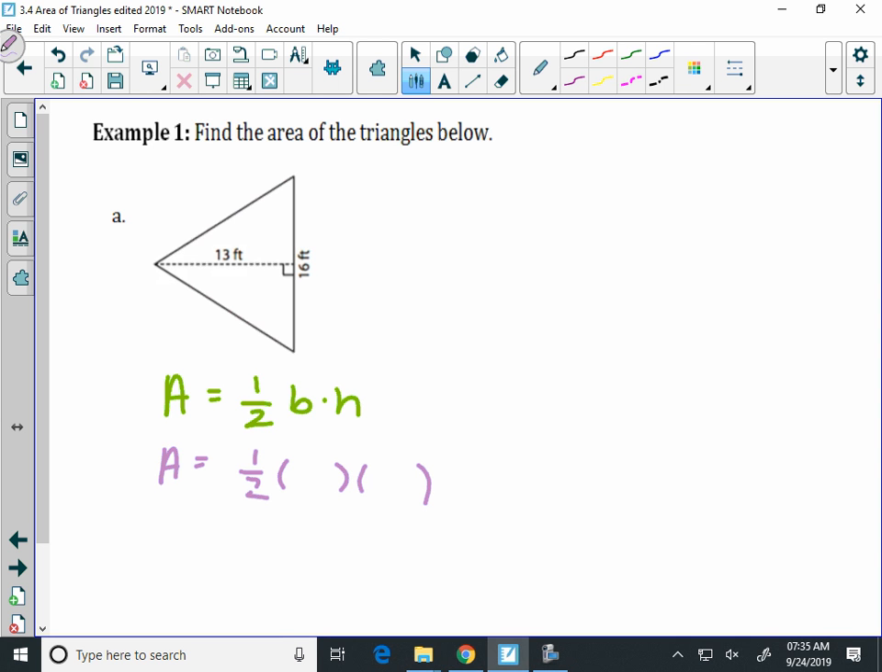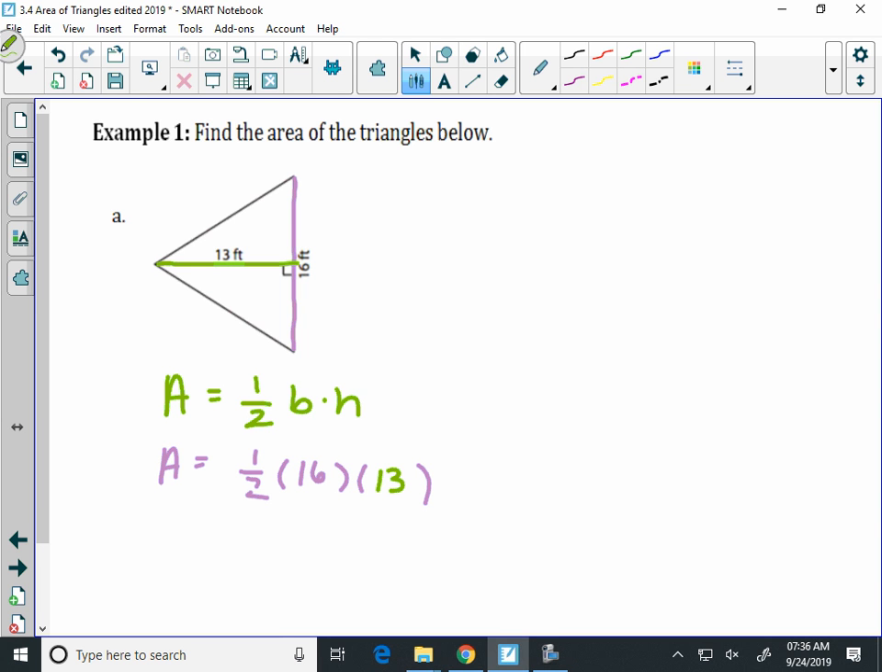What's our base? 16, yeah. It's the side. I like to also think it's the nice flat side of our triangle. So there's our base, it's 16. What's our height? In other words, what's our altitude of this triangle? 13, yeah. Go to where that altitude is. That is your height. The height is 13. And you notice it is an acute triangle, so that height is on the inside of the triangle.